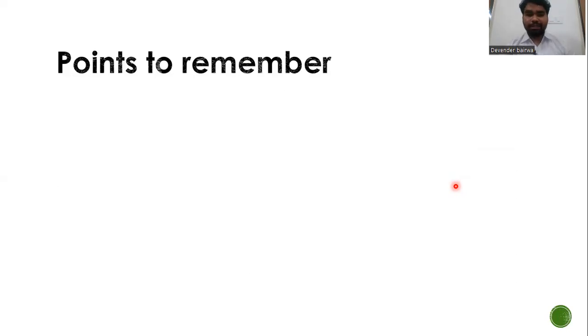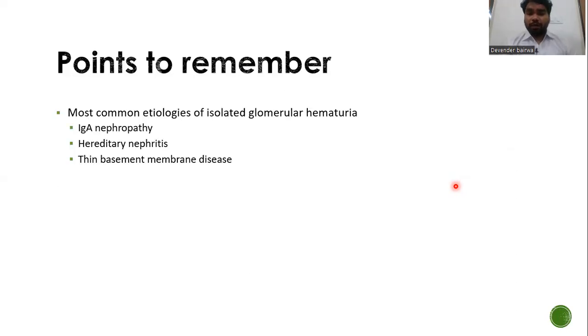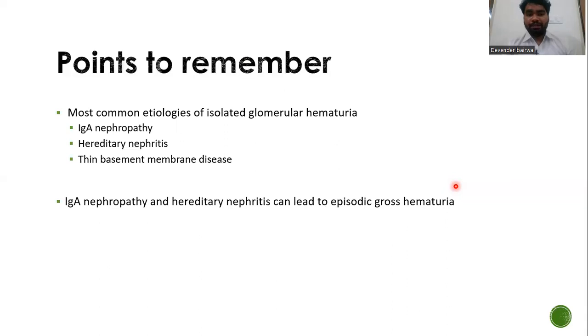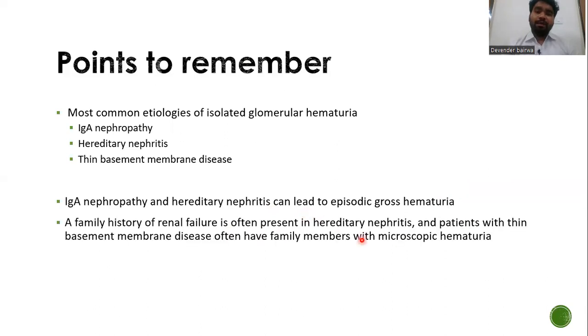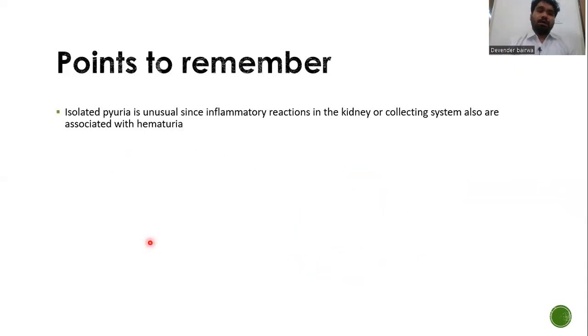Most common etiologies of isolated glomerular hematuria include IgA nephropathy, hereditary nephritis, and thin basement membrane disease. IgA nephropathy and hereditary nephritis patients will generally have episodic gross hematuria that will resolve on its own. And family history is very common in the case of hereditary nephritis. Isolated pyuria is generally not seen because pus generally comes in the urine from the blood only. If some pus is there, some blood will be there.